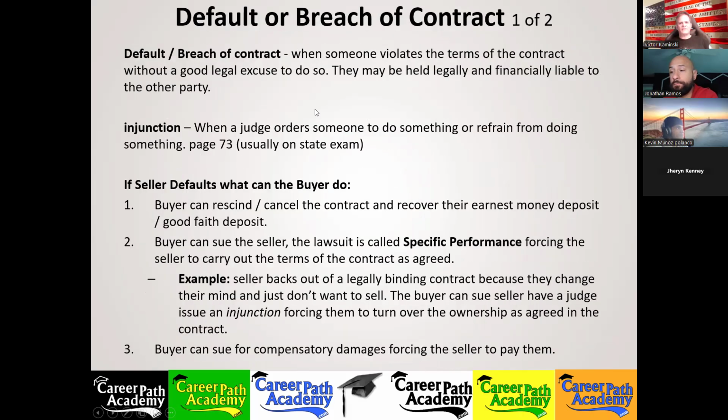So, default or breach of contract is once again when somebody violates the terms of the contract without having a good legal excuse to do so. They can be held legally and financially liable to the other party.